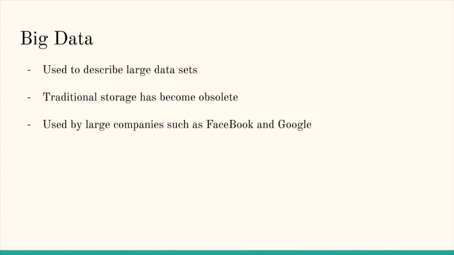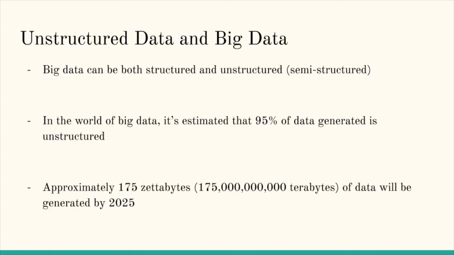The term big data is used to refer to data sets that are so large that it is difficult or even impossible to process using traditional methods. Big data is popular amongst corporate tech giants such as Google or Facebook to uncover hidden patterns in their data. Big data and unstructured data go hand in hand.